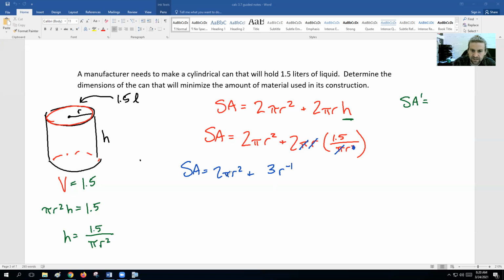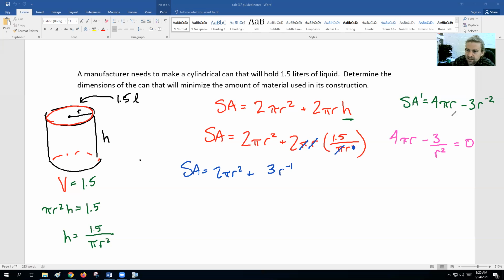So the derivative of this: 2 pi times 2 would be 4 pi, we drop the r down to the first degree. And then minus, well, 3 times negative 1 is negative 3, r to the negative second. Okay, so that means we would go through and set that equal to 0. So when does 4 pi r minus 3 over r squared equal 0?